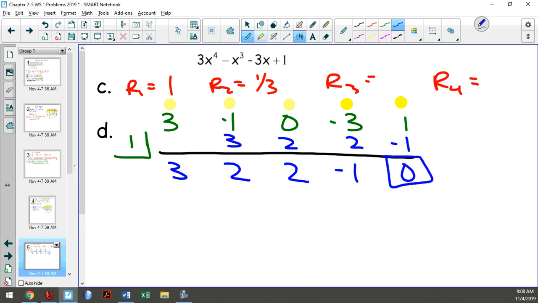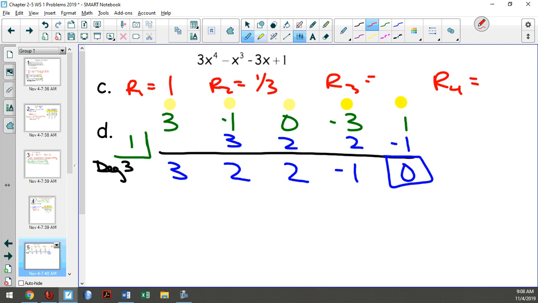Why did I come up with 0 as a remainder? Because it is a factor. A factor is a root, which is a 0. So therefore, by the factor theorem, when you do synthetic division, your remainder must be 0. What degree is this now? This goes down to degree 3.